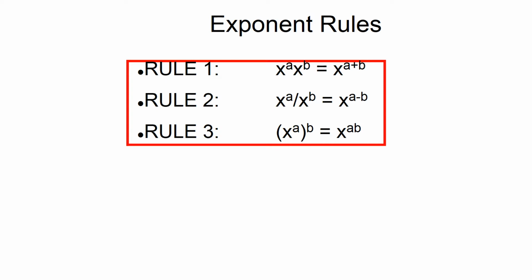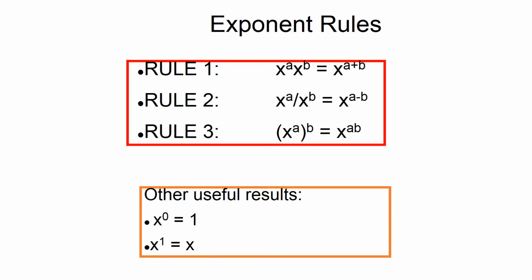And then the last rule is if we have an exponent raised to the power of an exponent, so that's like saying x squared, and then to the power of 4 or something like that. You just times the exponents together. So in this case, it would be x to the power of 8.